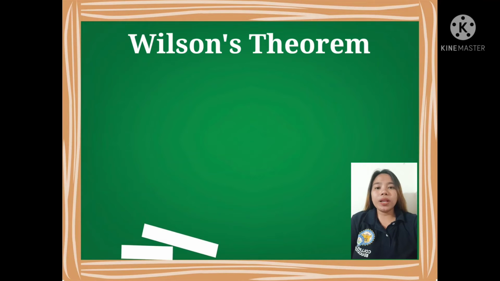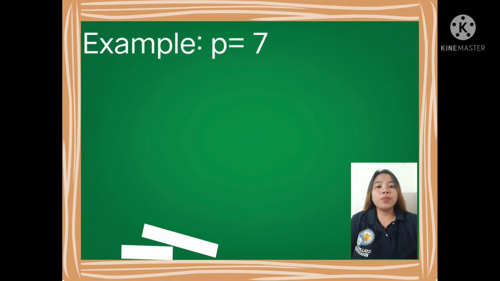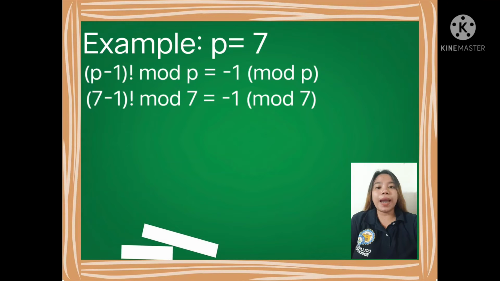In addition, Wilson's theorem also states that if p is a prime number, then the quantity of (p minus 1) factorial mod p is congruent to minus 1 mod p, or the remainder is equal to p minus 1. Again, for you to understand it well, here are some examples. Suppose that p is equal to 7. Using the formula, (p minus 1) factorial mod p is congruent to minus 1 mod p. Substitute the given value of p.